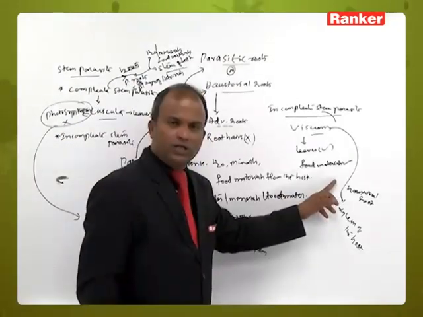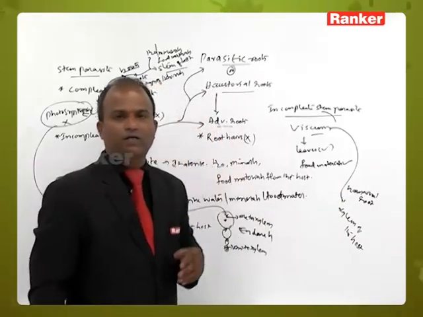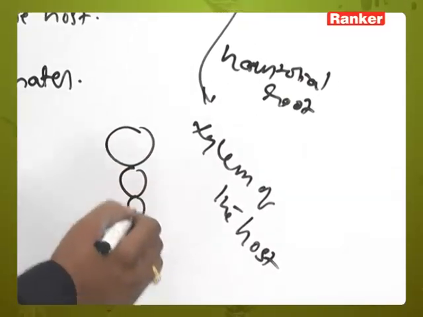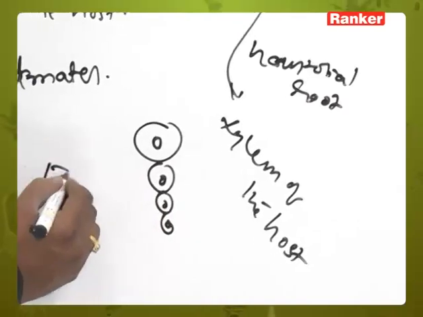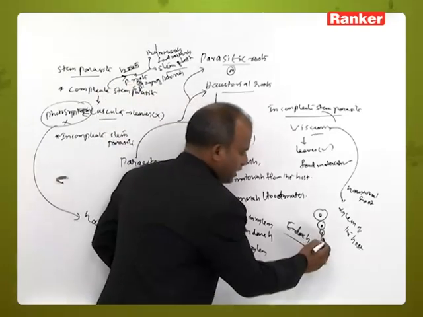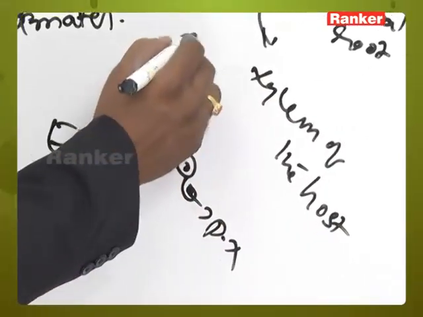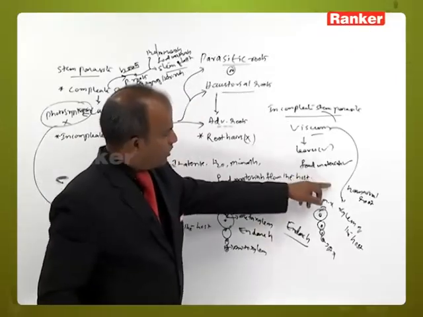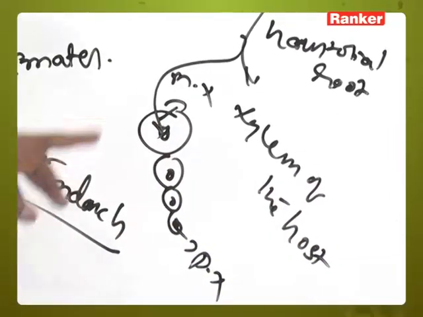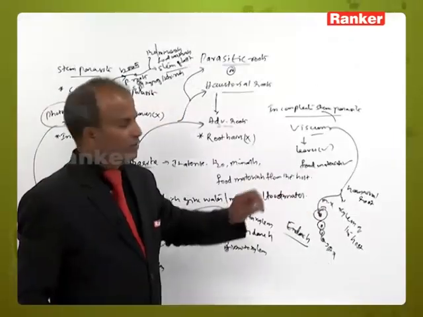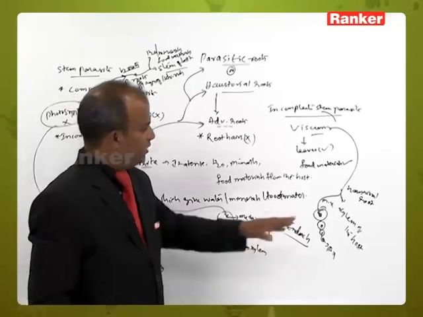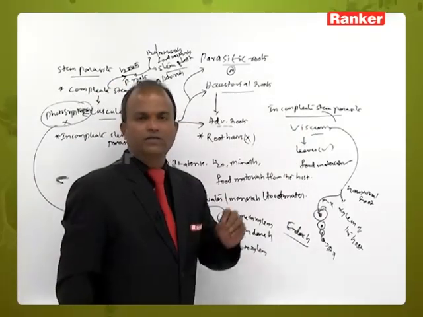Now see here, the haustorial roots penetrate into the xylem of the host. In the stem parasite, as I already told you, it shows endarch condition. That means protoxylem towards the center, metaxylem towards the periphery. So the haustorial roots of Viscum penetrate into the xylem of the host in order to absorb only water and minerals. This is about incomplete stem parasite.